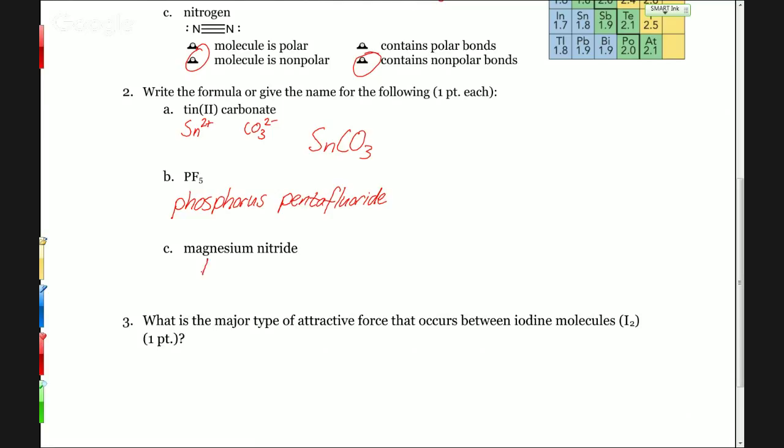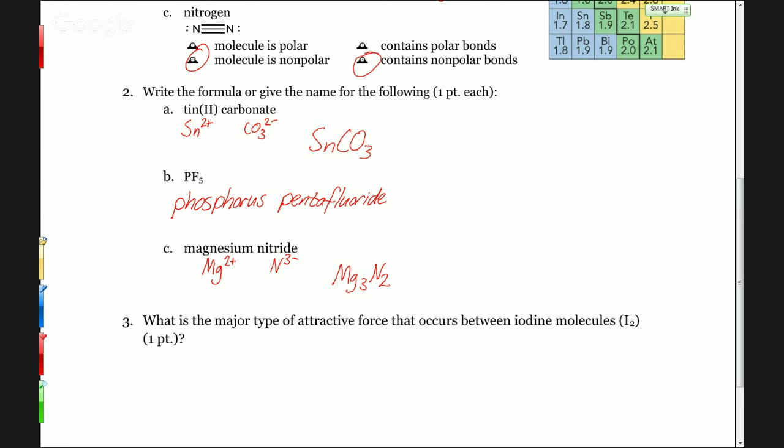Magnesium we said was Mg2+, and nitride is N3-. So if we want to get a 2+ and a 3- to balance out to 0, we have to go Mg3N2. And that's the formula of magnesium nitride.